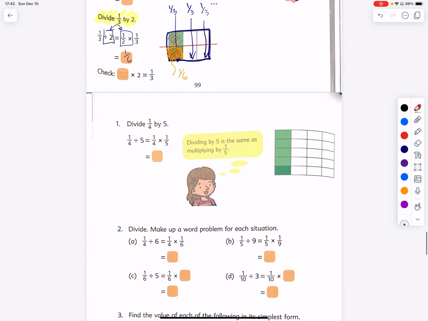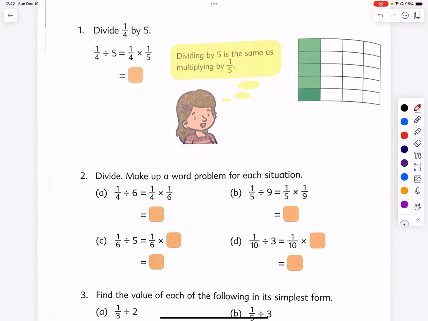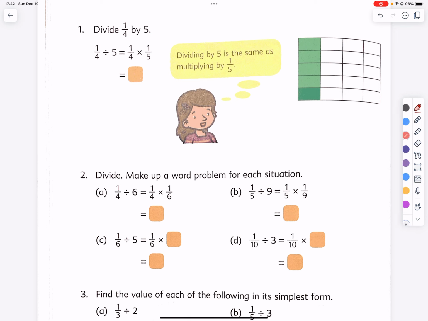Let's practice this further. I'm on page 100 in your textbooks. We're going to continue doing a lot of division practice on the next page. So divide 1/4 into 5 parts. We have A, B, C, and D. And finally, in step 3, we're also going to find the value of the division. So let's go step by step.